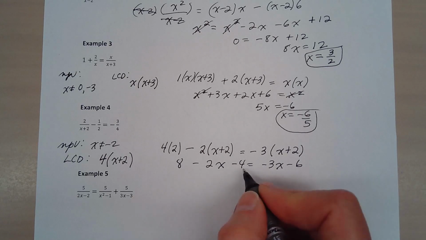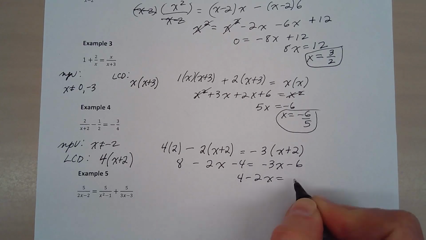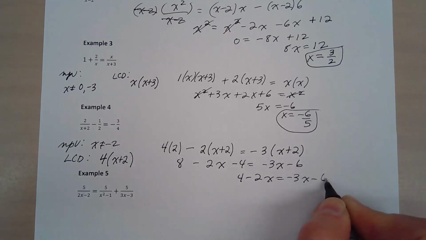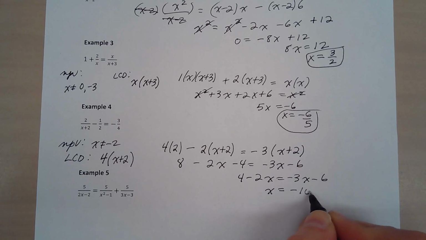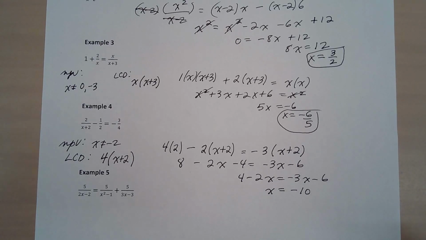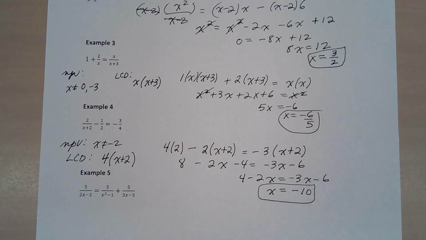So let's see, 8 minus 4 is 4. 4 minus 2x equals negative 3x minus 6. I'll move my 3x over to give me a 1x. And I get x is negative 10. It's not a non-permissible, so I'm hoping that's a good answer. Everyone okay with that?